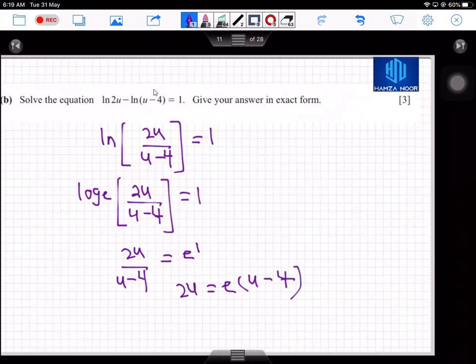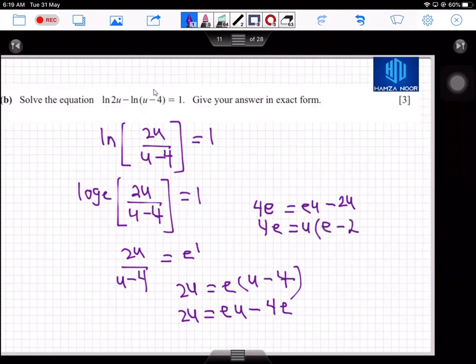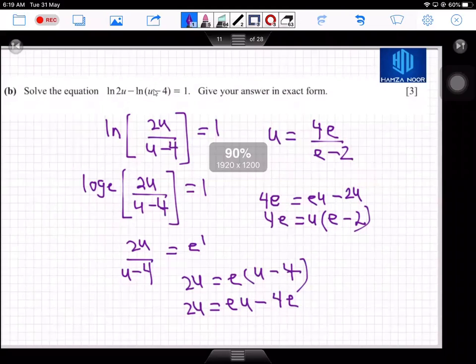Okay, so what we need to do is make u the subject of the equation. We need to find the value of u, and we need to give our answer in an exact form. So 2u is equal to eu minus 4e. So 4e is equal to eu minus 2u, and therefore 4e is equal to, taking u as common on the right hand side of the equation, u multiplied by (e minus 2). Therefore u is equal to 4e divided by e minus 2. This is supposed to be your exact form. This is supposed to be your final answer to part B.